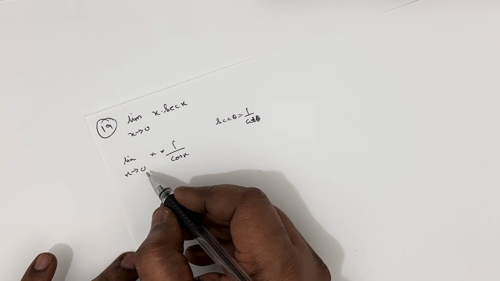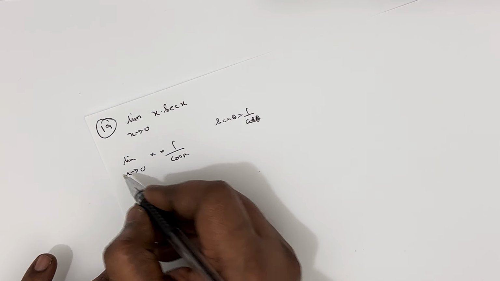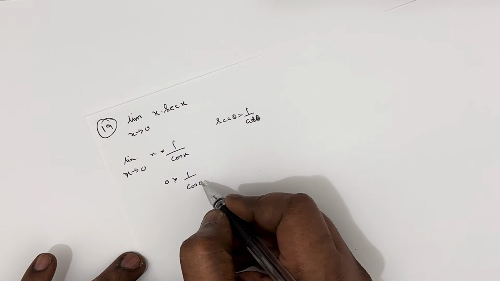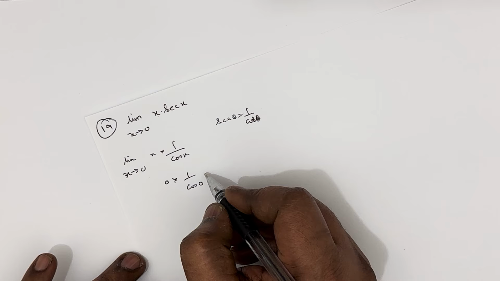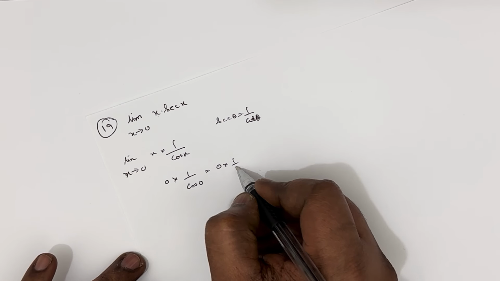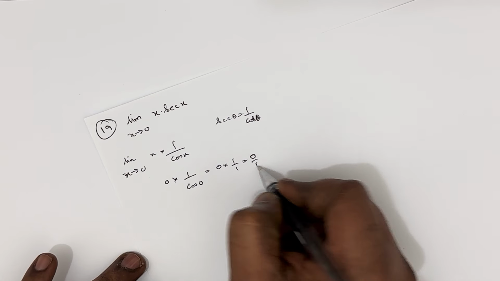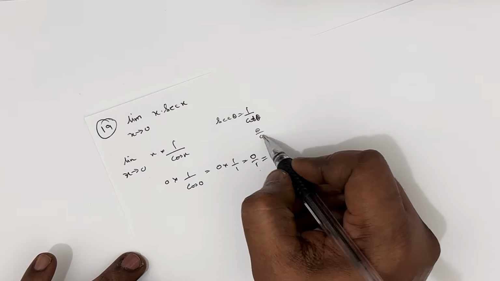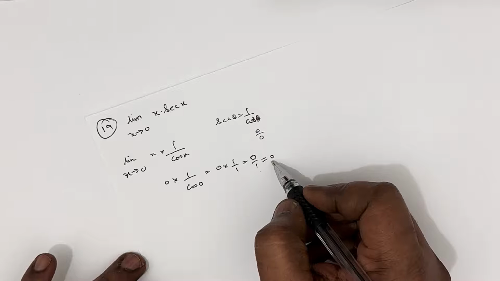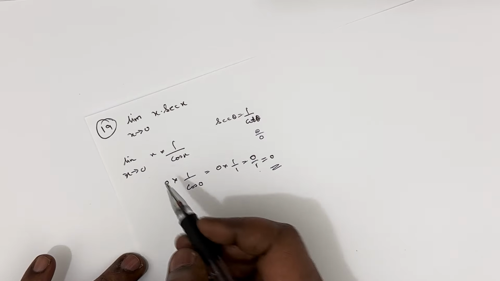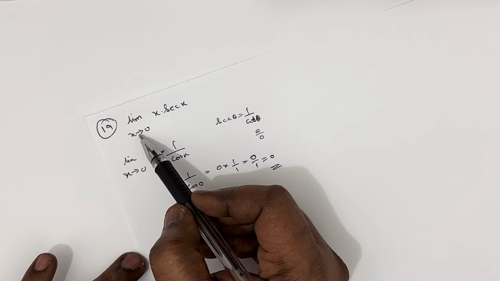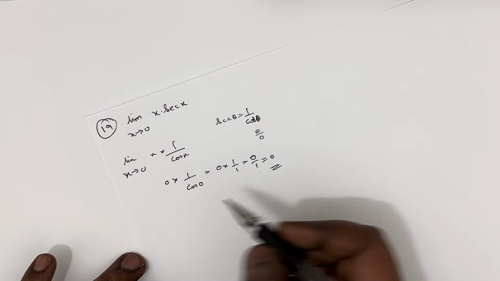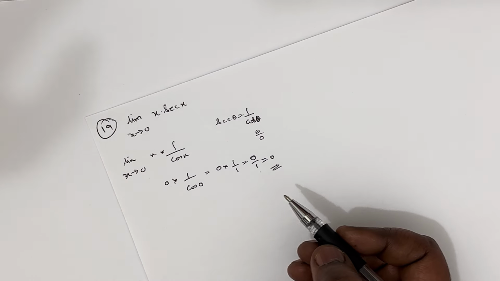Now again, when we apply the value of x, it becomes 0 multiplied by 1 by cos 0. Cos 0 degree is 1, so it becomes 0 multiplied by 1 by 1, which is 0 by 1, again 0. But this is not an indeterminate form. 0 upon 0 is indeterminate, so this is a valid answer. Even if you directly put the value of x in this, you get 0, the same answer. So this is the answer. That's it.